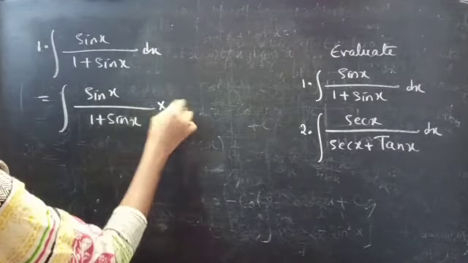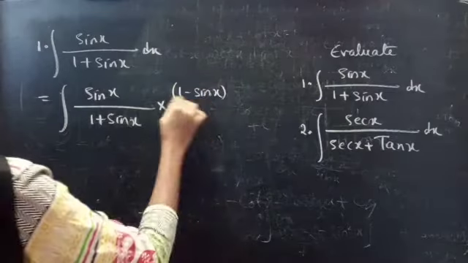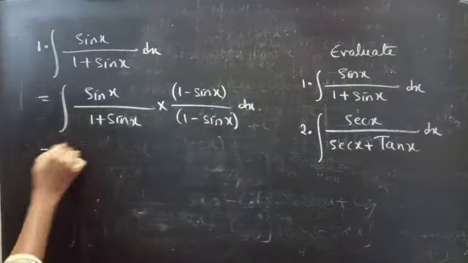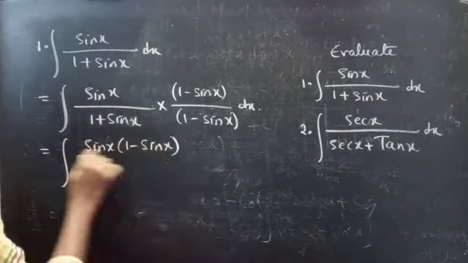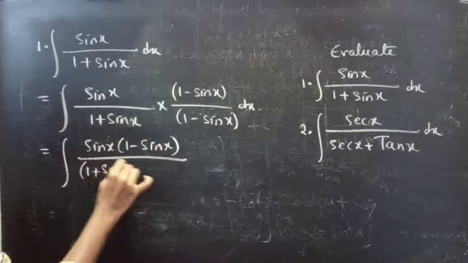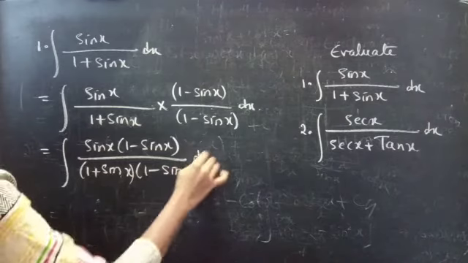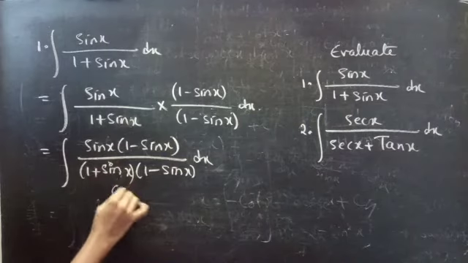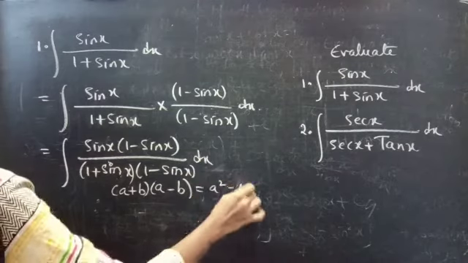For that purpose, we are going to multiply and divide with 1 minus sin x. So this equals the integral of sin x into 1 minus sin x by 1 plus sin x into 1 minus sin x, dx. Since in the denominator we have 1 plus sin x into 1 minus sin x, which is of the form a plus b into a minus b, this equals a square minus b square.